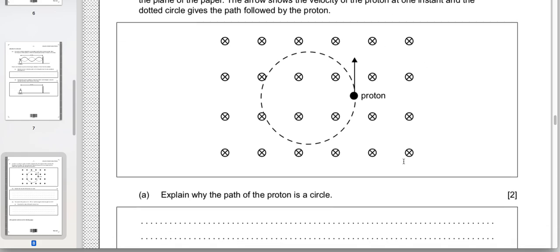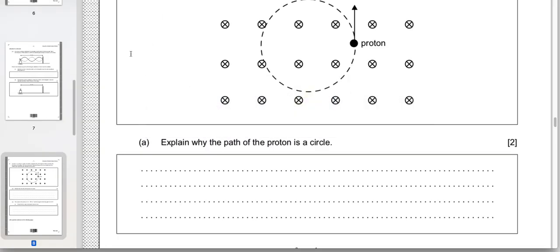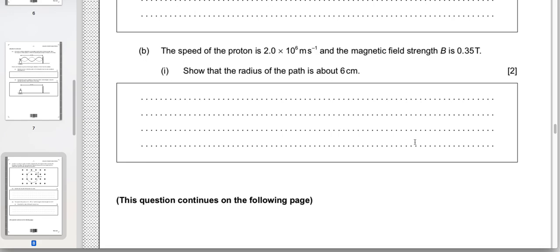Explain why the path is a circle. A proton is placed in the magnetic field. It experiences a magnetic force which is always perpendicular to the velocity vector. If it's always perpendicular to the velocity vector, it must be a centripetal force, and this is why the path is a circle. Magnetic force acts, which is always perpendicular to velocity, so it's a centripetal force. This is the answer.